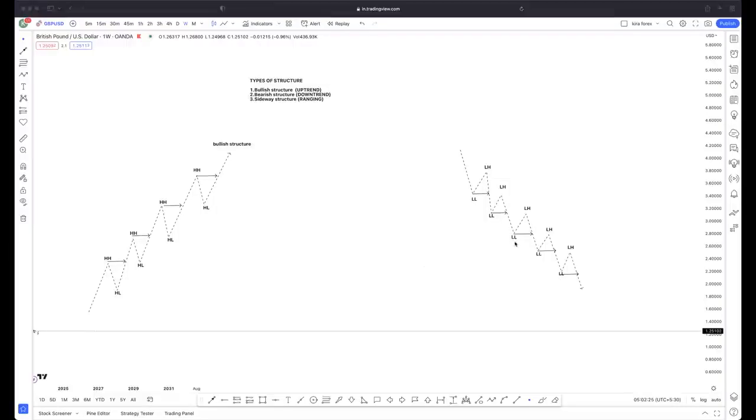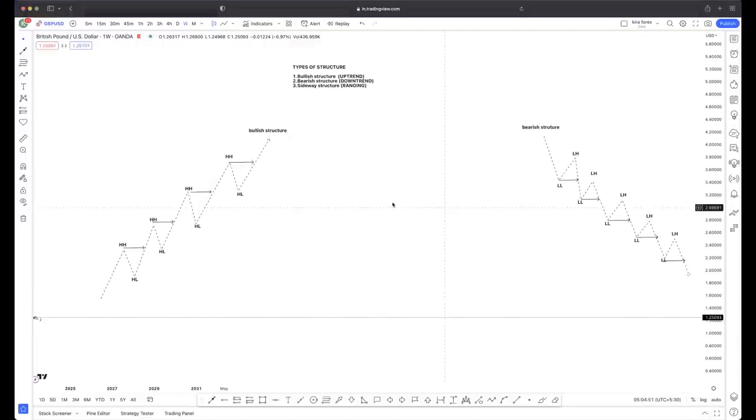So when one lower low breaks a low to form another lower low, this also breaks this to form this. So basically this is a bearish structure or a downtrend structure. Like I said, it is just the opposite of the bullish structure. So with the bullish structure we are going up, and with the bearish structure we are coming down. So this is a bullish structure, uptrend. This is a bearish structure, downtrend.